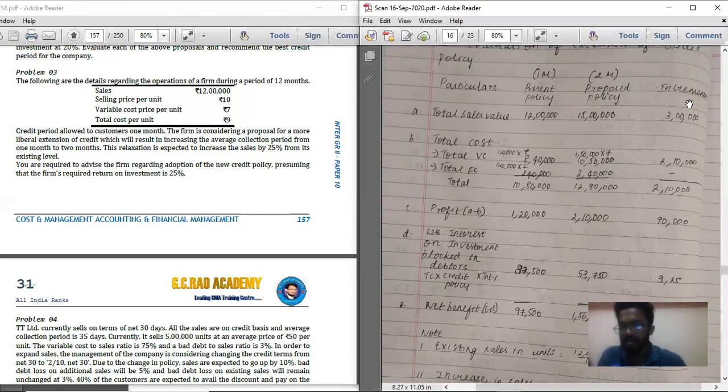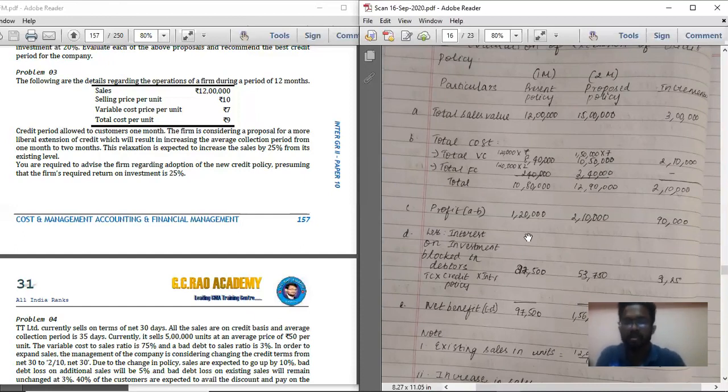So it will be easy to understand when you revise. So under increment, record capital B minus capital A. So what is B minus A? 15 lakhs minus 12 lakhs. That is, the increment is 3 lakhs.